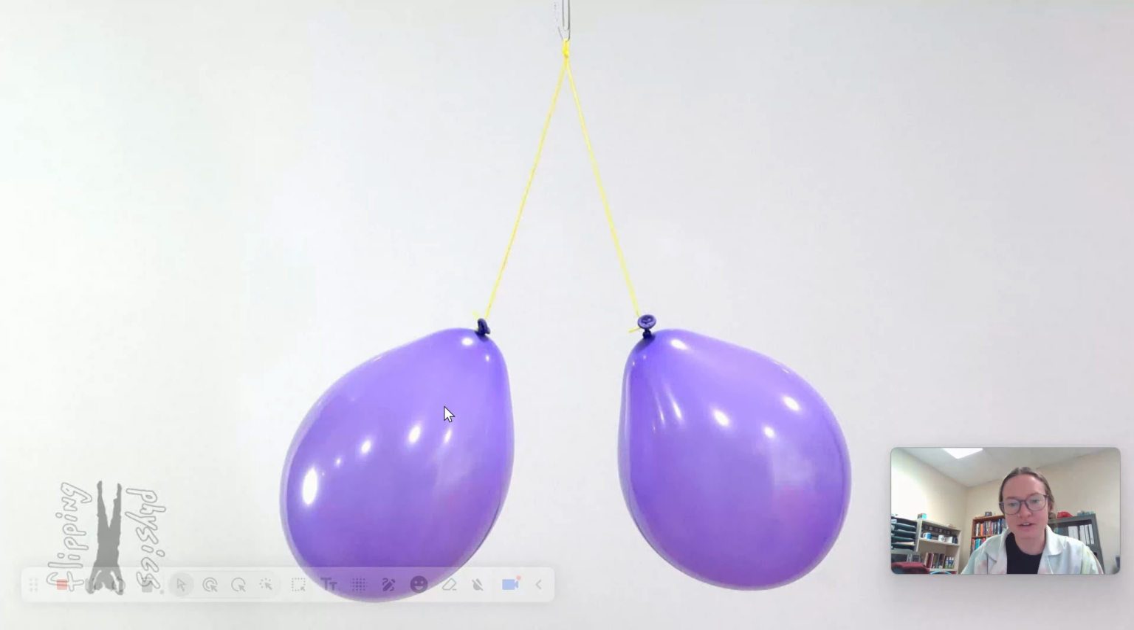Here I have a picture of some balloons. These balloons are each tied to a string, and then that string is tied up to a paper clip overhead. Here's an experiment that you can try at home.